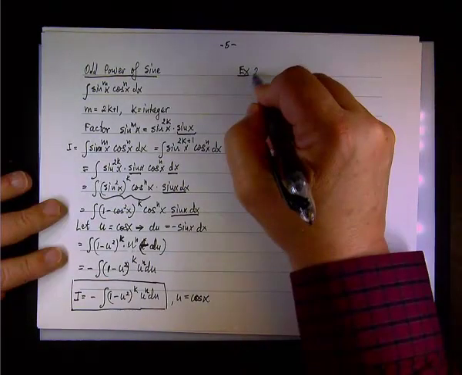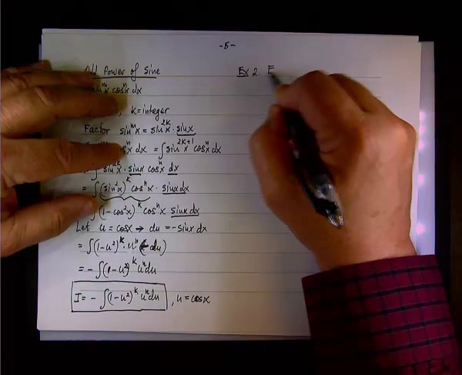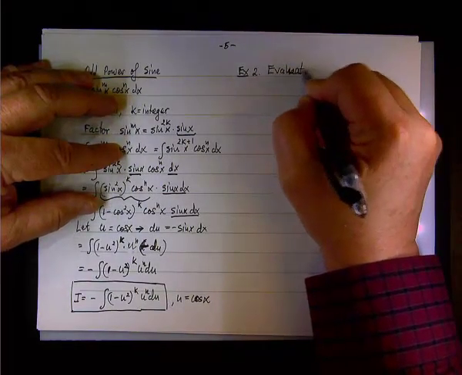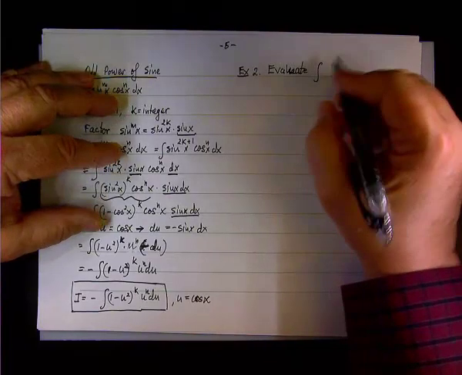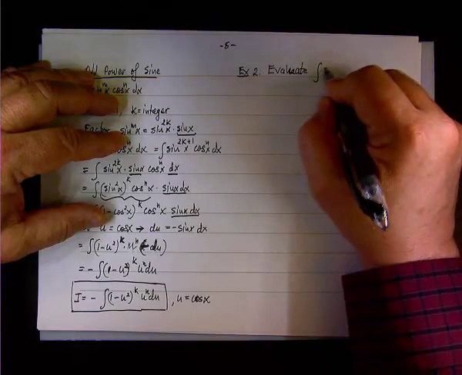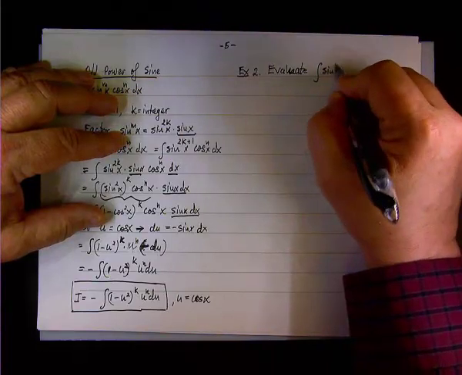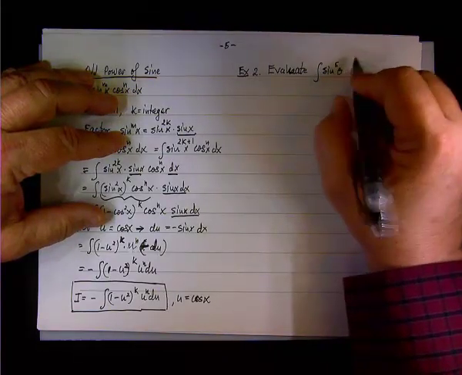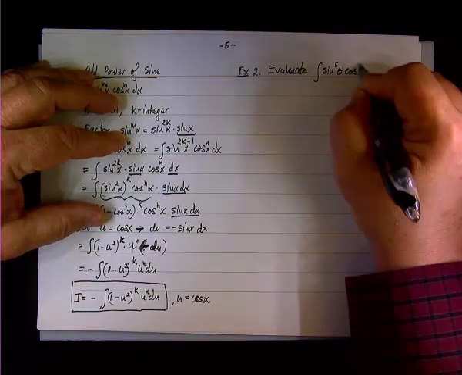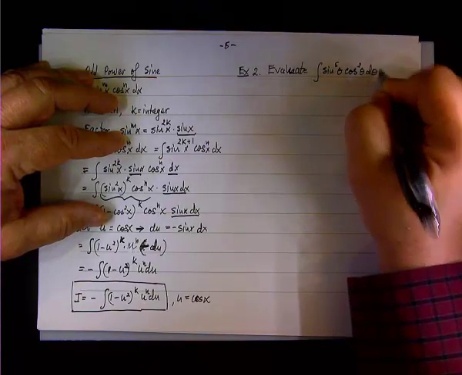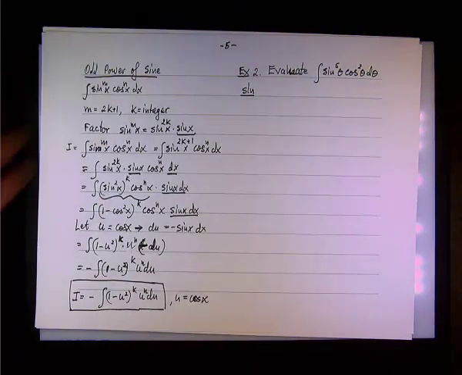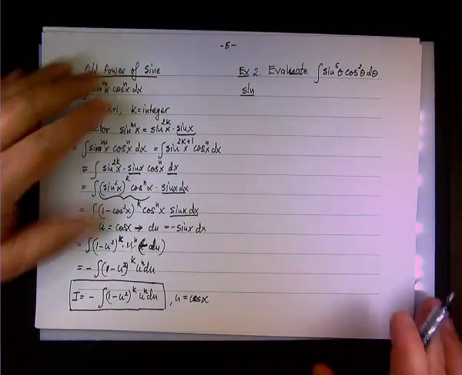Here comes an example. And let's see, this will be example 2 in this case. What we need to evaluate, this time I'll give you a real product. Let's evaluate the integral of sine theta to the 5th power, and we leave the cosine as cosine squared in this case.